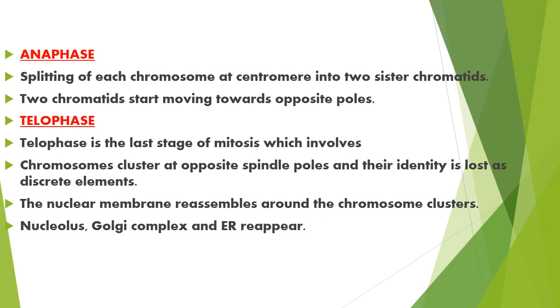Anaphase: splitting of each chromosome at the centromere into two sister chromatids. The two chromatids start moving towards opposite poles.